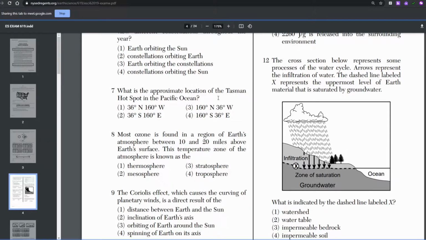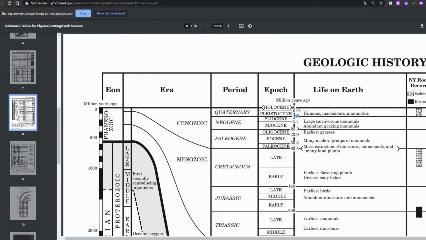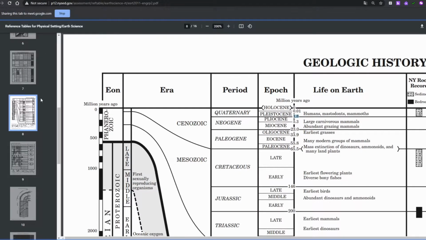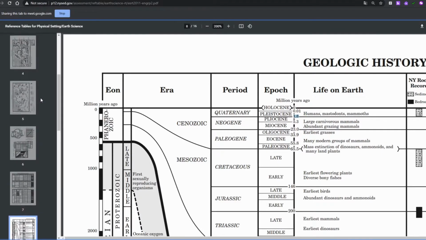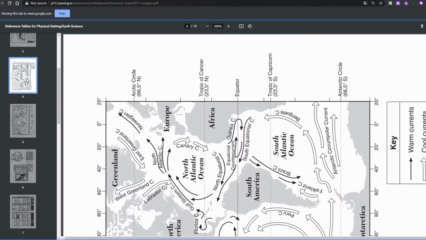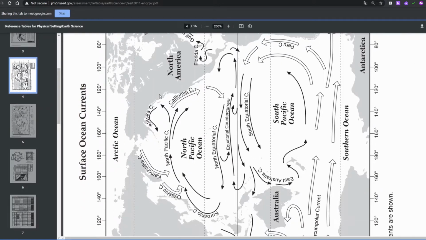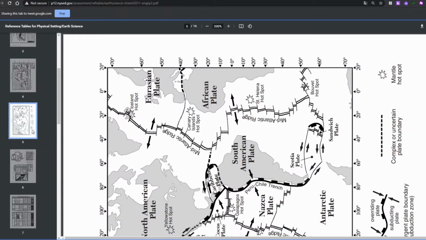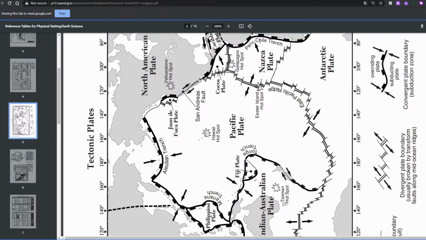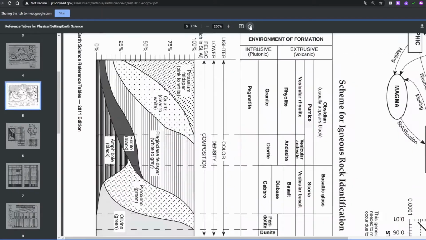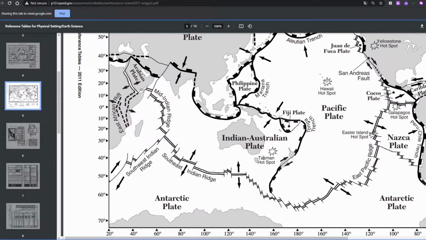7. What is the approximate location of the Tasman hotspot in the Pacific Ocean? All right, back to the reference tables. So hotspots are what? They're a geologic event, right? So we're probably going to want to go to one of the charts that shows geology. This shows ocean currents, so that's not going to work. Here we go. And there's the Tasman hotspot. Yeah, it's just off the coast of Australia.